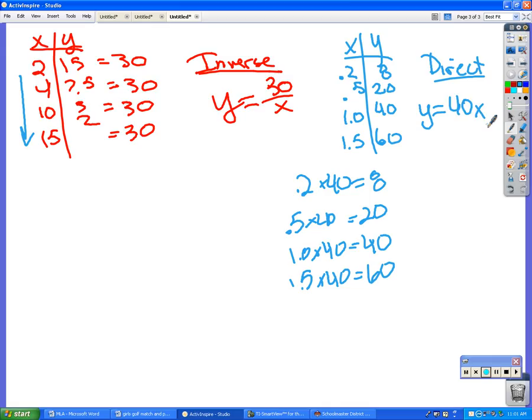Why did I choose 40? Because I solved the first one in my head, and then I needed to check and see if they all worked by 40, and since they do, that means it's direct. Okay? Since 8 divided by 0.2 is 40, and since 20 divided by 0.5 is 40, and so on, then that means it's going to work out. Okay? All right, let's keep playing.